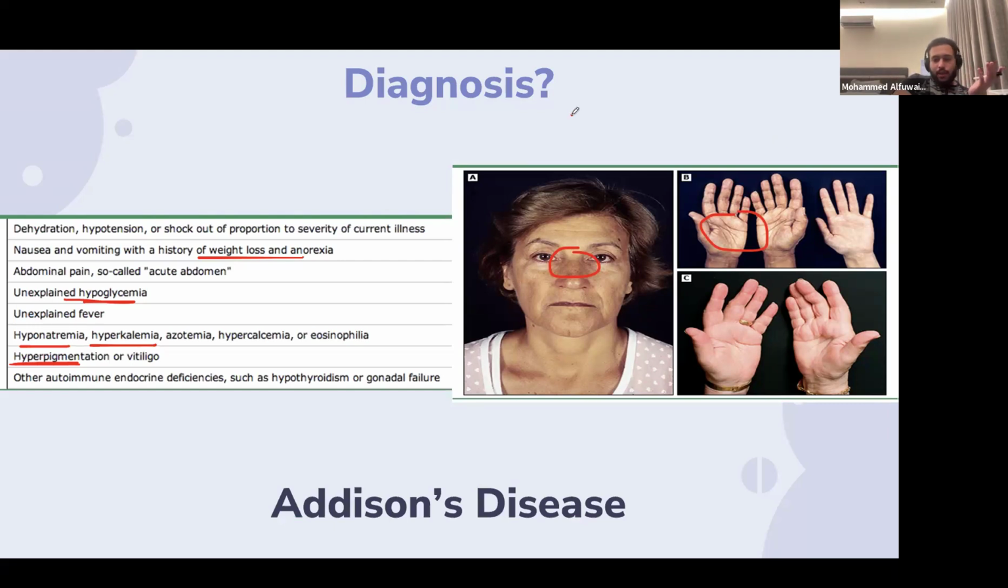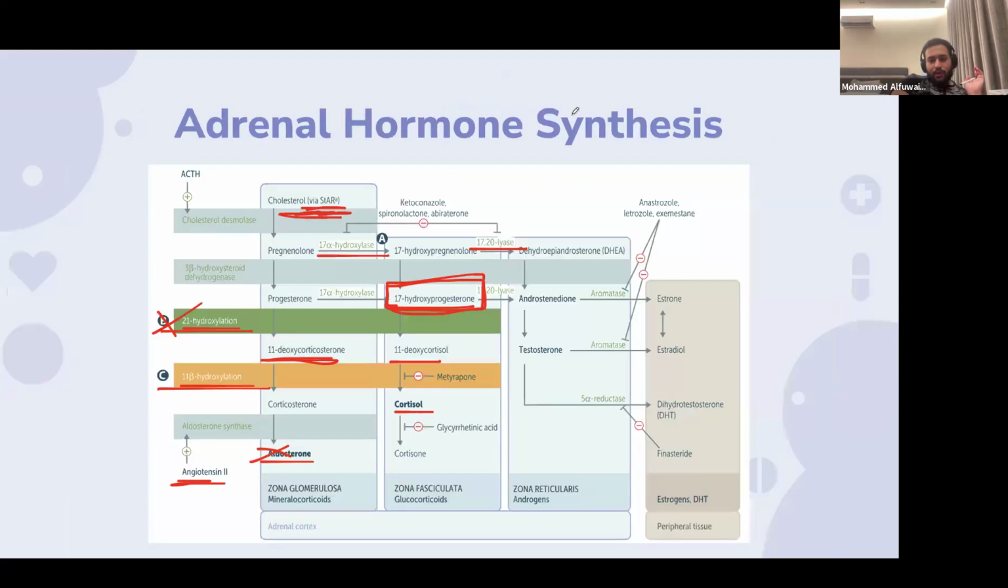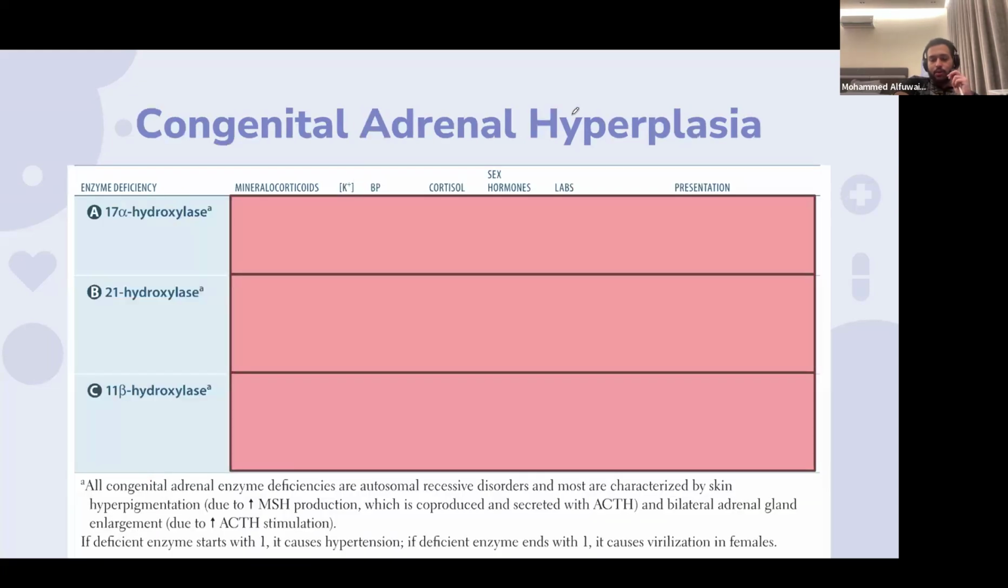Simple as how you manage these patients is you replace it. You replace the hormones. You give cortisol through glucocorticoids, and you give aldosterone through fludrocortisone. Okay, which replaces both of these hormones, and that's pretty much it.